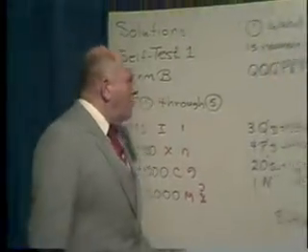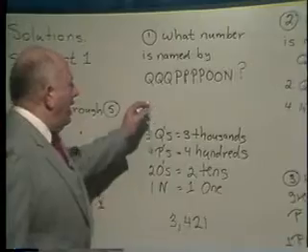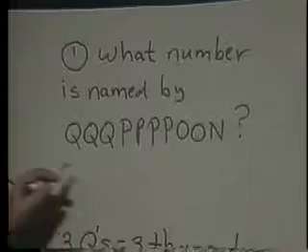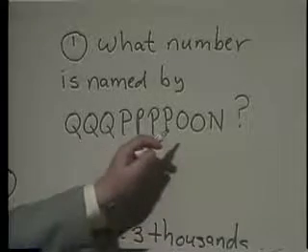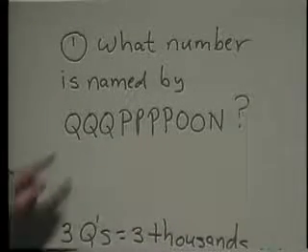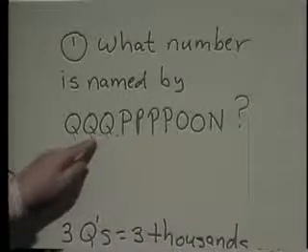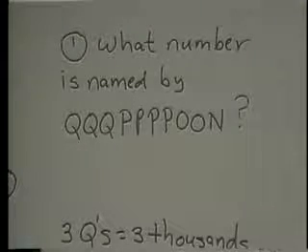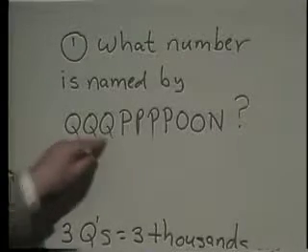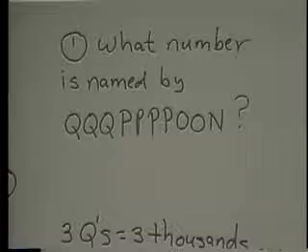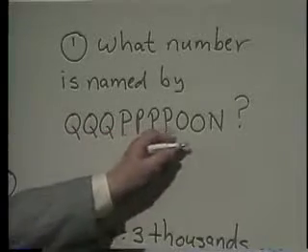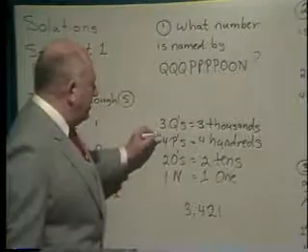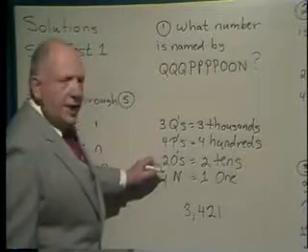So the first problem says, what number is named by, and please don't try to read this, it's not kipupun, it's 3 Q's, 4 P's, 2 O's, and an N. And here's the subtlety here. The letters of the alphabet are your nouns, and the number of times they appear are the adjectives. See, how do you read this? 3 Q's, 4 P's, 2 O's, and an N.